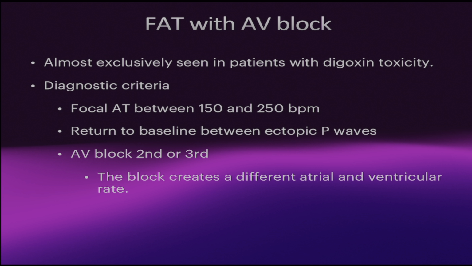Now, we typically are going to see a focal atrial tachycardia with an associated AV block when the atrial tachycardia gets to rates between 150 and 250, so that's pretty fast. And we can see a return to baseline between ectopic P waves. Now, we can have a second or third degree AV block here that creates a different atrial and ventricular rate. So we're going to talk about AV blocks more in depth in the next module, and then likely we'll come back to these types of rhythms as we practice.